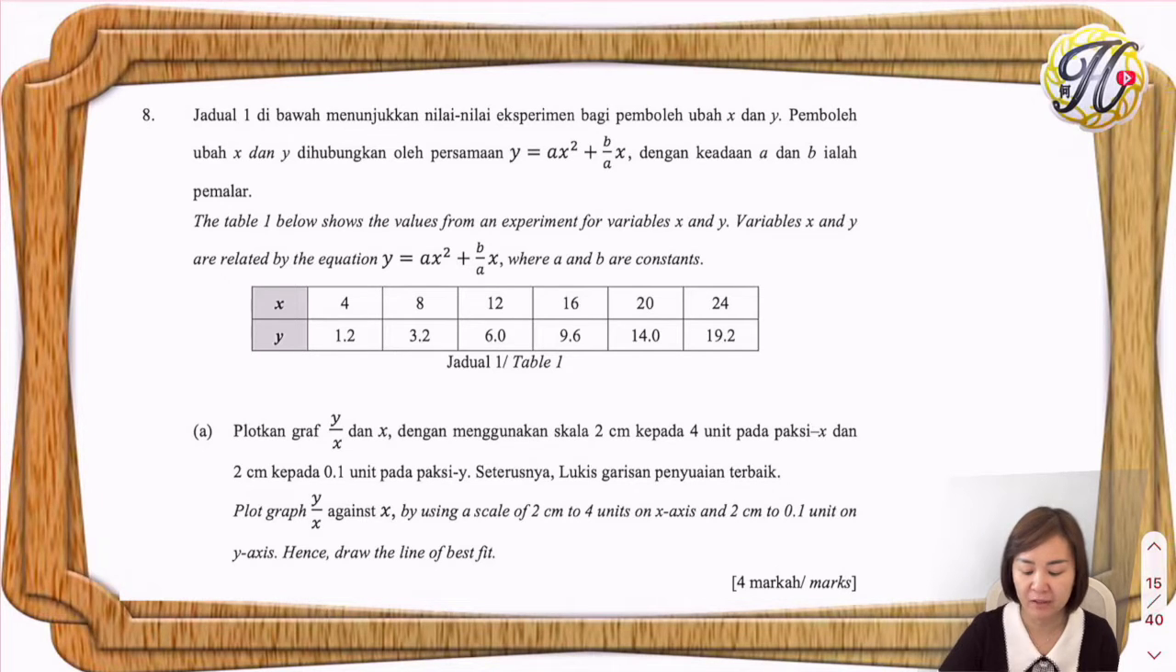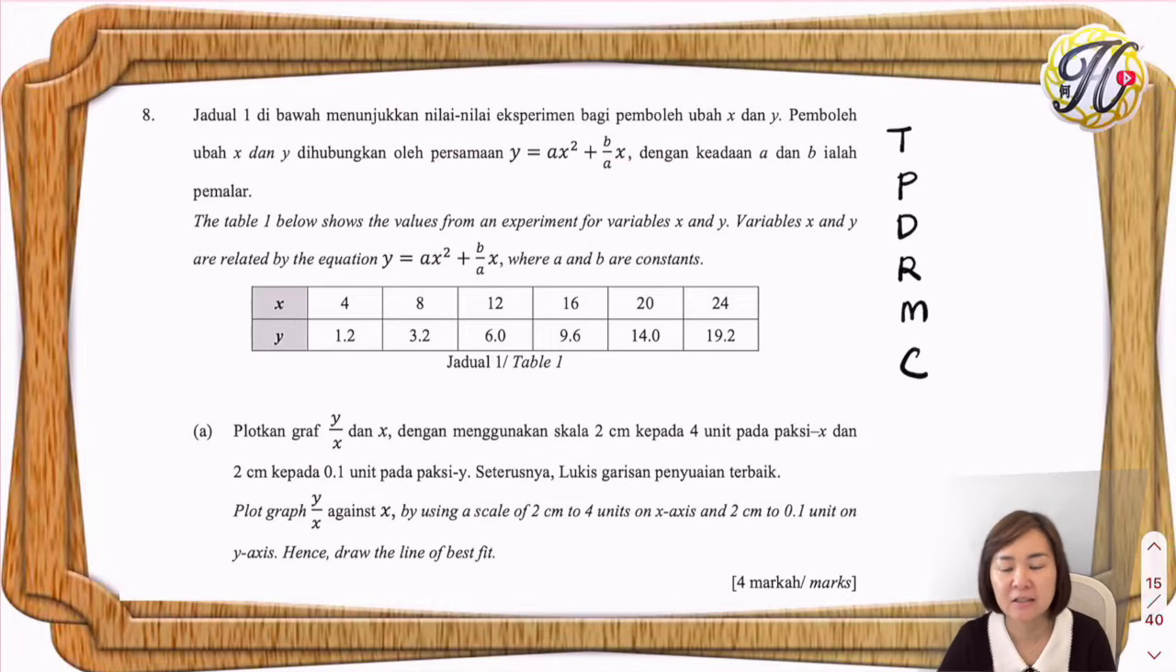Still remember or not? Can any one of you remember the 6 steps, starting with T, then P, then D, after that R, and C? These are the 6 letters that you have to remember. So what is T? T is table. First step, you are going to form a table.